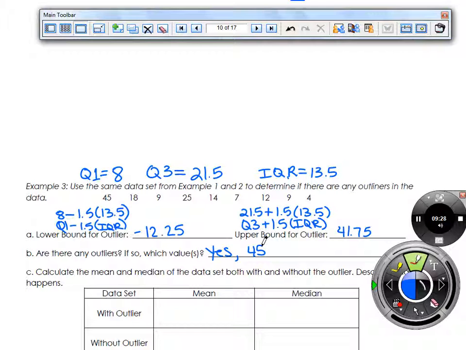All right, so you guys calculated the mean and the median already in example 1. Look back at example 1. What was our median of the data set? 12. Okay, and what was our mean or our average of the data? 15.8 repeated.